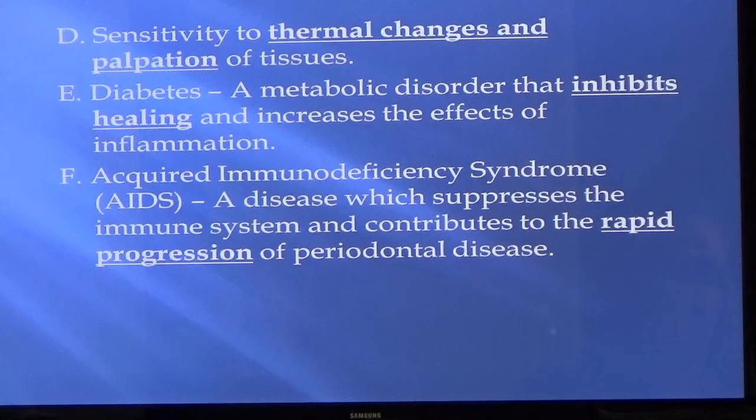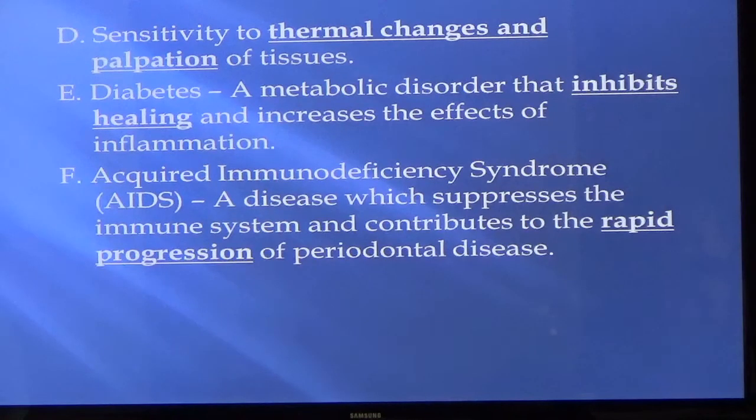So AIDS, a disease which suppresses, again, the immune system and contributes to rapid progression of gum disease. And again, I see HIV patients, have quite a few patients, and usually, as long as they maintain, same as diabetes, a clean oral environment, brushing, flossing, it's controlled. But once they get into AIDS, towards the end, then it's a rapid progression.